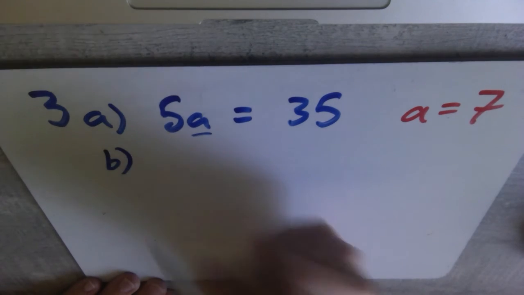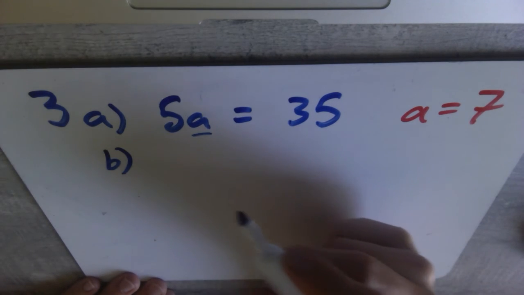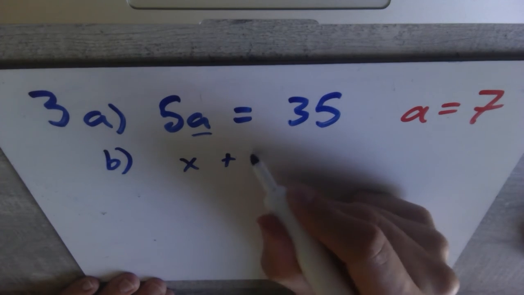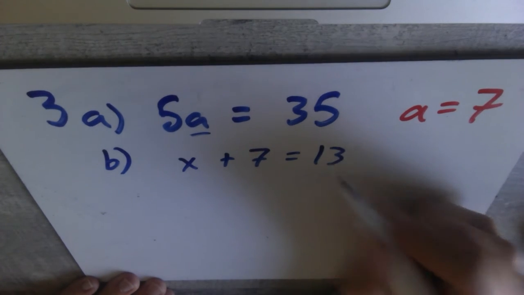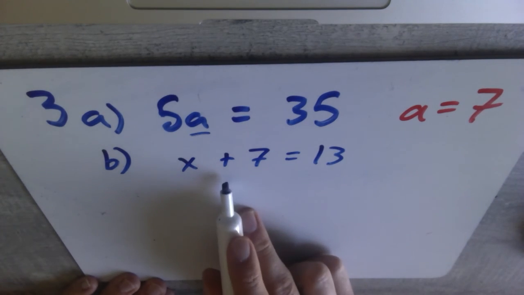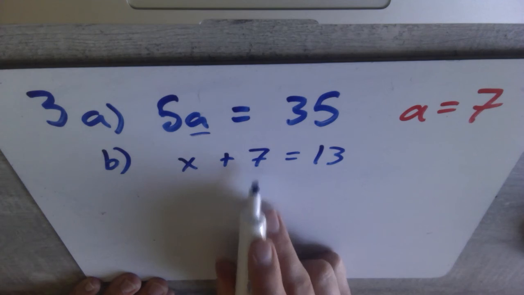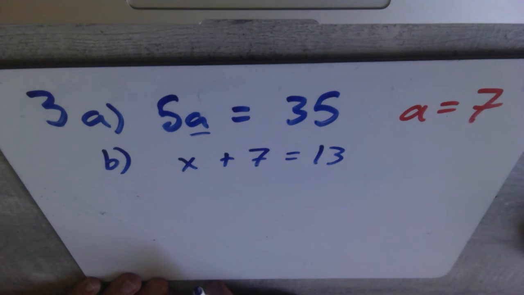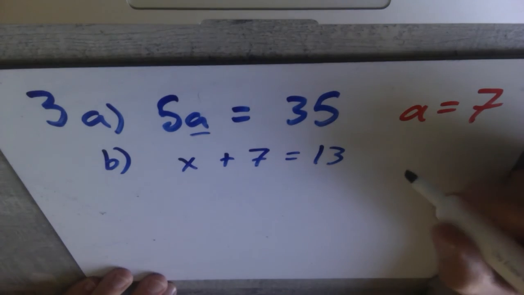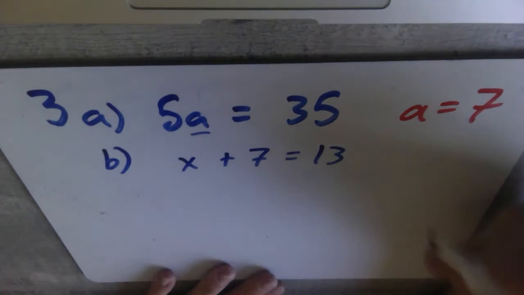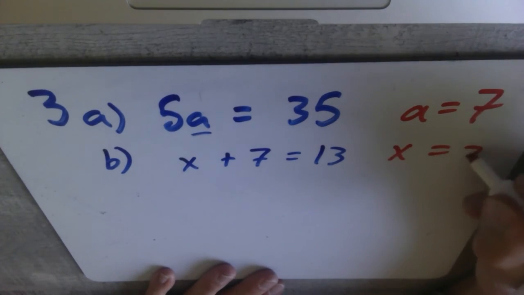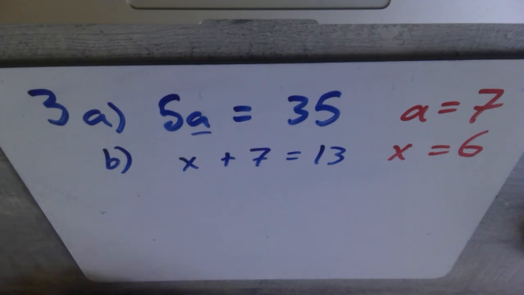3b, we have x plus 7 equals 13. So we're going to inspect this question. We see that it's solving with addition. So what plus 7 is 13? Well, 6 plus 7 is 13, so x equals 6.